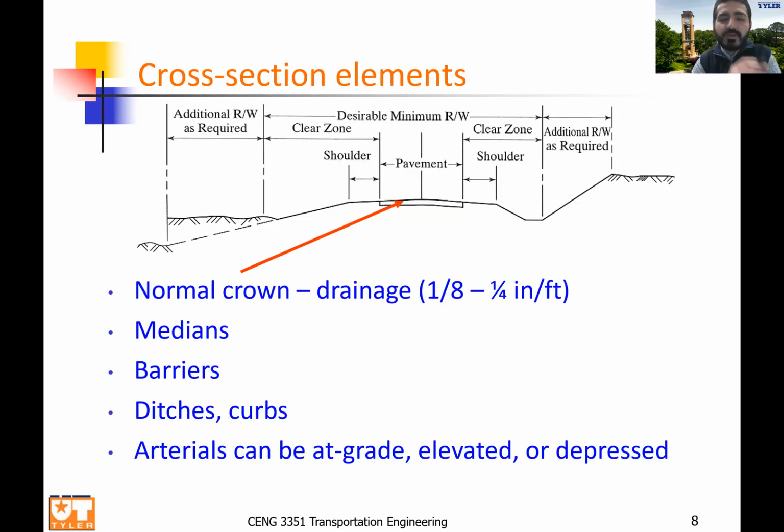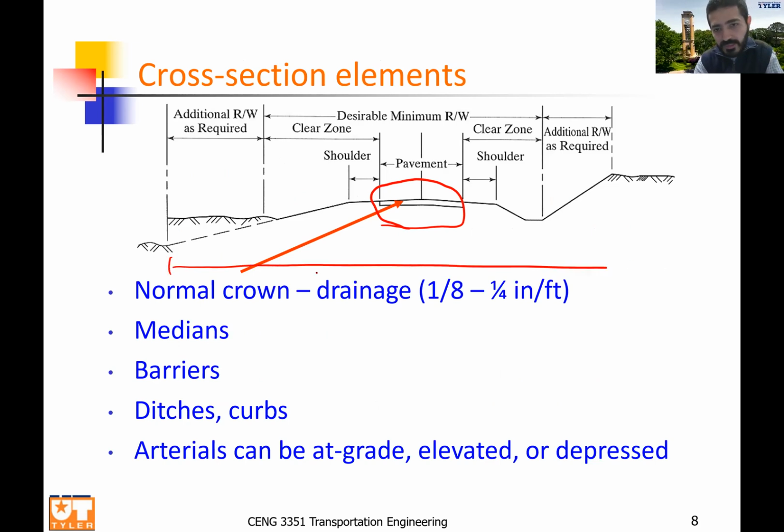A picture is worth more than 1,000 words, as they say. So this is the picture of a cross section. If I were to cut perpendicular to your travel direction, this is the cross section. Many of us, maybe before this class, think if I'm an engineer, I'm going to design this little piece right here in the middle. This is the pavement. This is just the driving lane. That is not the case. You are responsible for the whole width from here all the way to there.